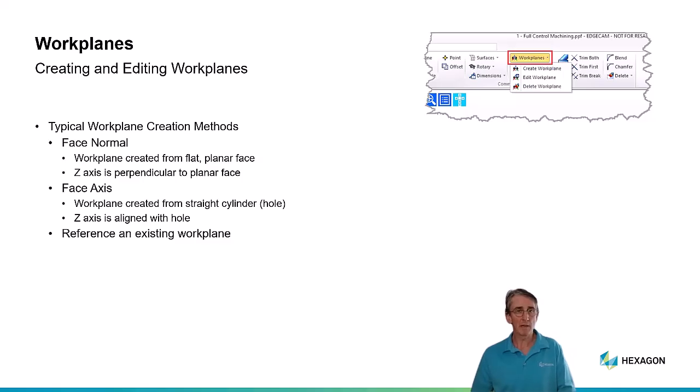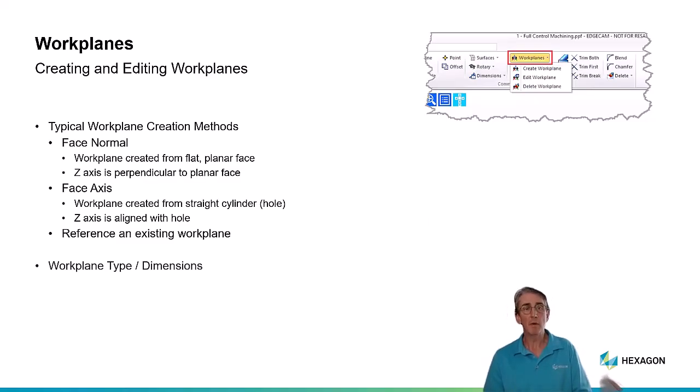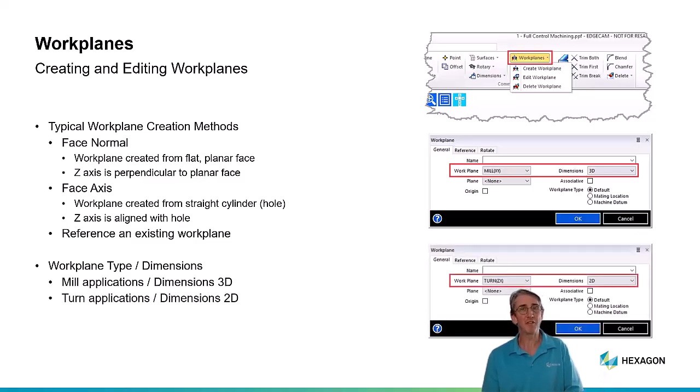When I get a solid model and have to create work planes, I find that this progression works really well. Do I have a flat face that I can use to set Z perpendicular to? If not, do I have a face that I can use as a cylindrical face to establish the axis of the Z-axis? And if not, perhaps I have another work plane that I can use to build the new one that I need. There's other methods of making work planes in the create work plane command, and you're smart, I'm sure that you'll figure them out. But just a couple key pointers. If you're making a mill work plane, it should be 3D dimensions. And if it's a turn work plane, make sure to set the dimensions to 2D.